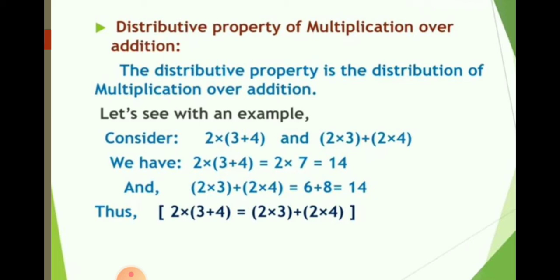So we have 2 into 3 plus 4. First we are adding the numbers given in the bracket, that is 3 plus 4 gives us 7, and now we are multiplying 2 into 7 and our answer is 14.